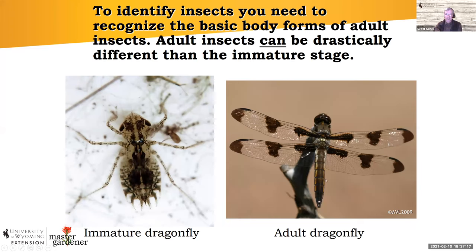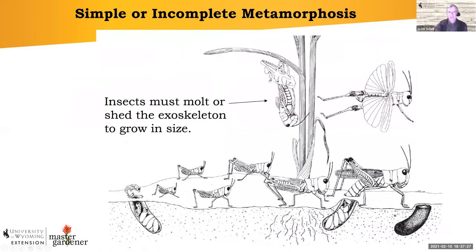It's just an example of how drastically different their lifestyle and body form can be between the immature and adult stage. Now, insects, to go from when they emerge from an egg to adulthood, there are two basic paths to that. Simple or incomplete metamorphosis is one, and this is an example of the grasshoppers.